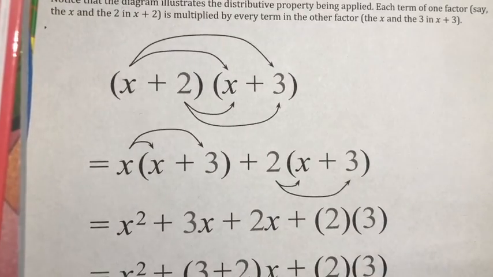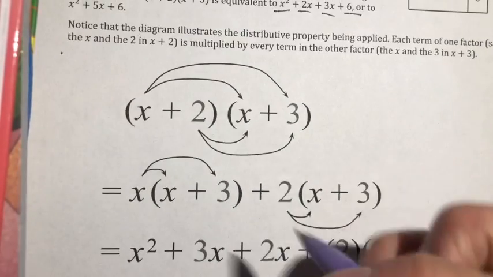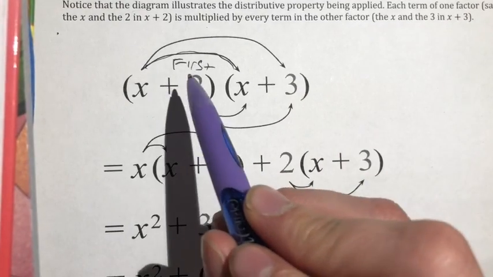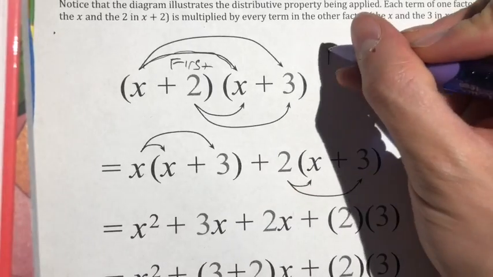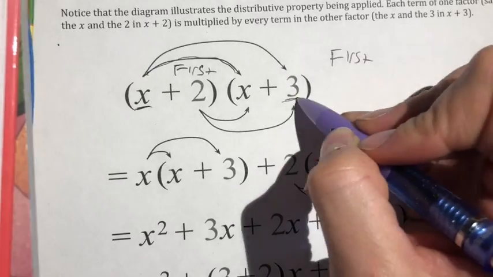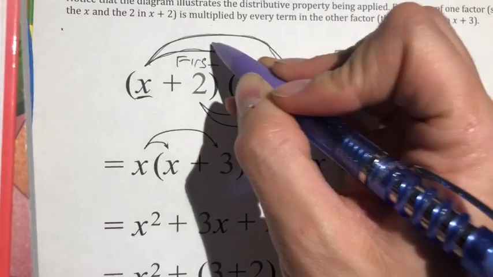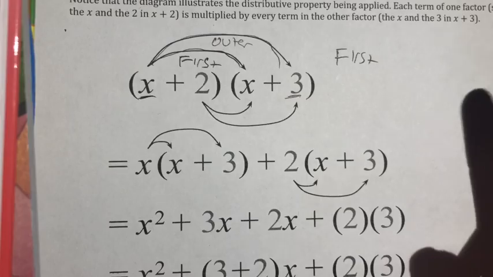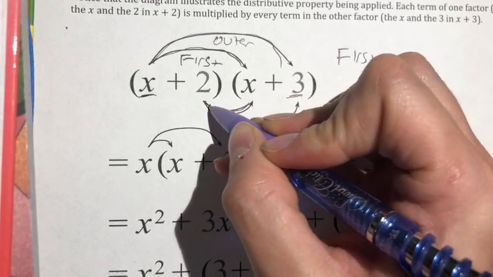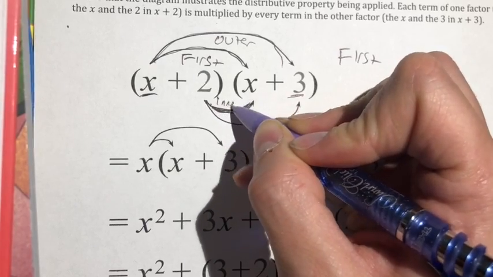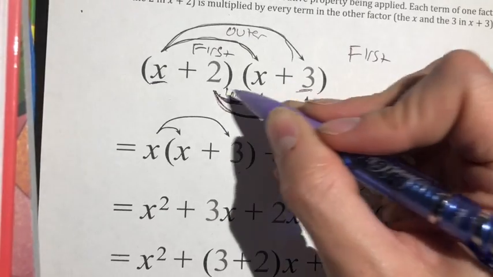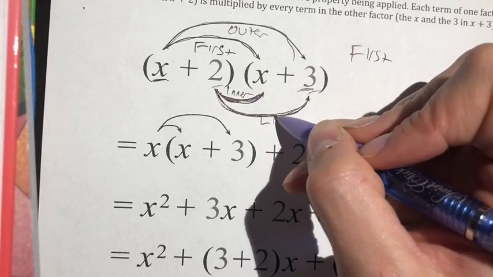So the first thing we want to do is multiply the first terms together, and then multiply the outer terms, the outside terms, and then we multiply these 2 inside terms, multiplying 2 by the x because now we're distributing the 2. And then multiplying the last terms together, so the 2 and the 3, the 2 last terms.